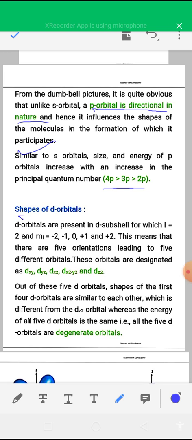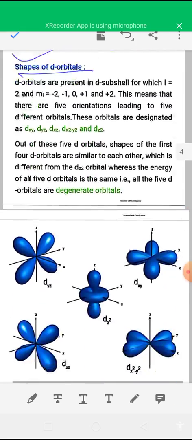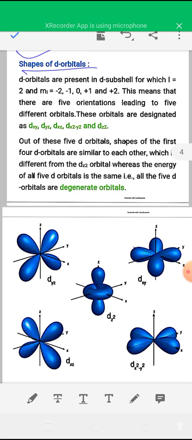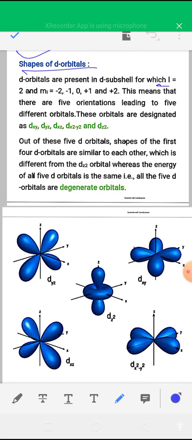Now see the shape of d orbital. D orbitals look like this, and d orbitals are present in the d subshell. For the d subshell, the value of azimuthal quantum number l is equal to 2. So the value of magnetic quantum number ml will be -2 to +2, that is -2, -1, 0, +1, +2. So there are 5 possible values of ml for the d subshell.